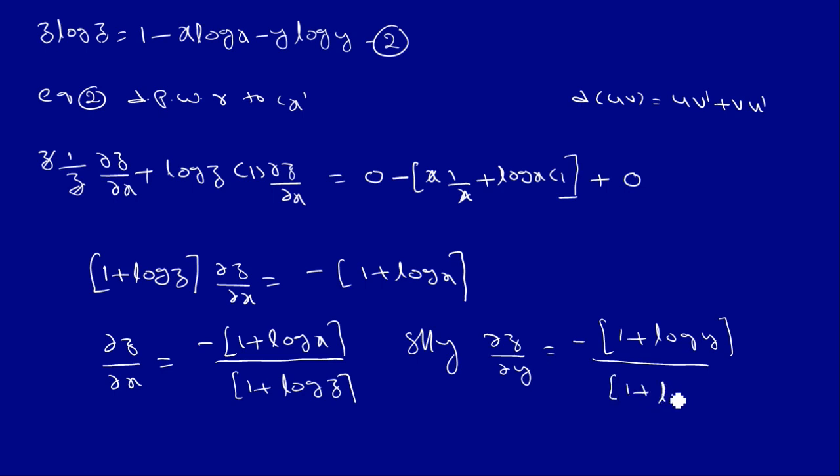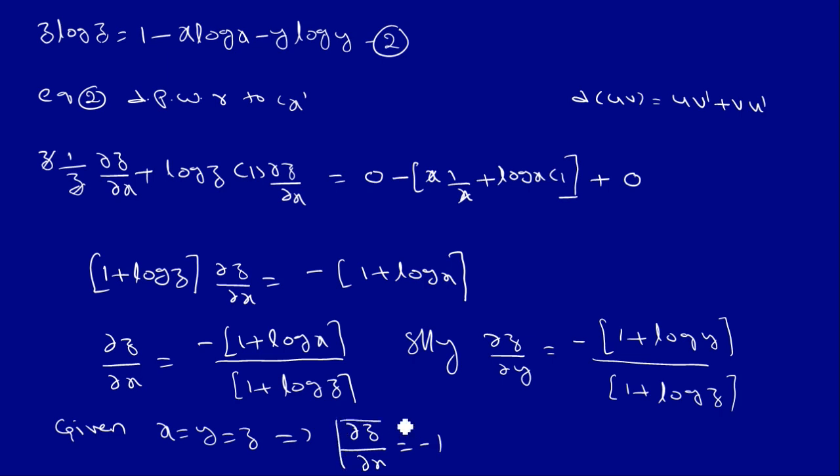So what is given? x equals y equals z. That implies we substitute x in the place of z, and then ∂z/∂x is minus 1. In the same manner, we substitute y in the place of z in ∂z/∂y, and then ∂z/∂y is also minus 1.